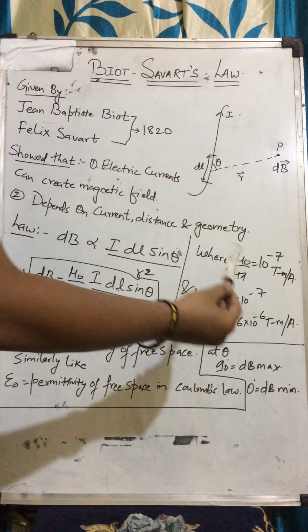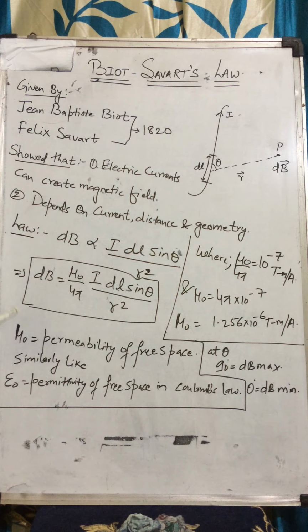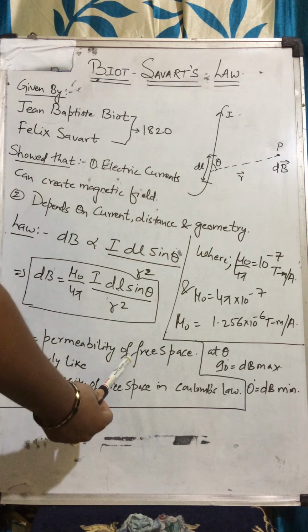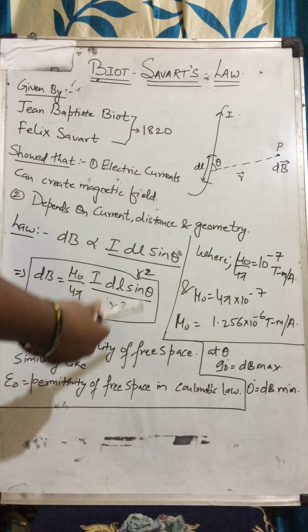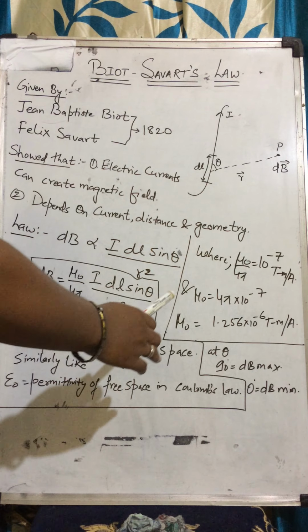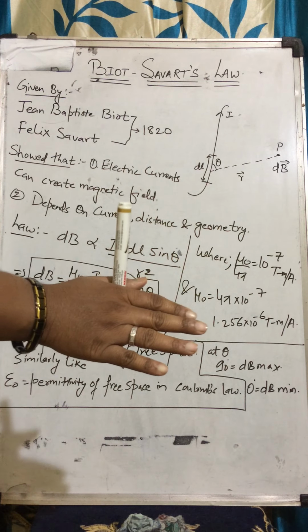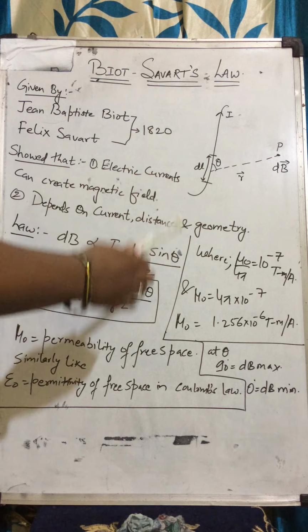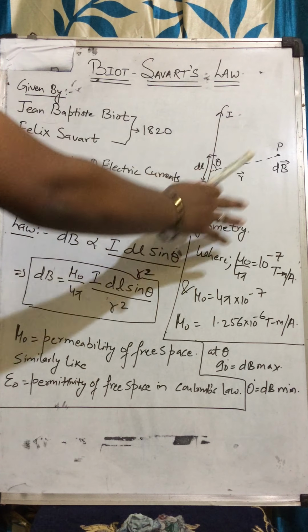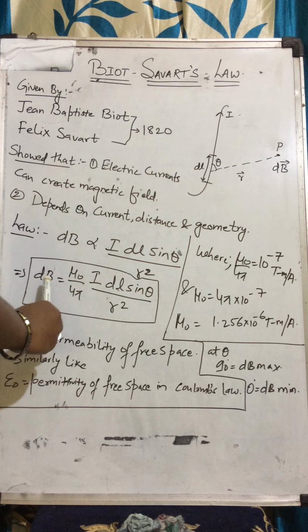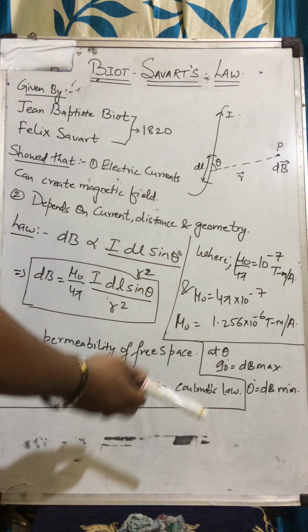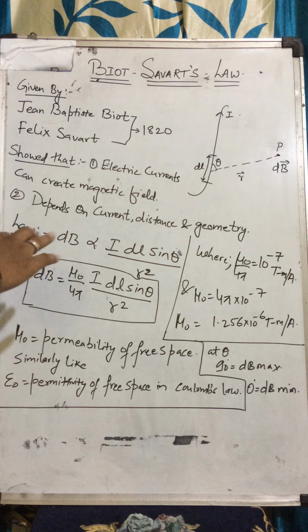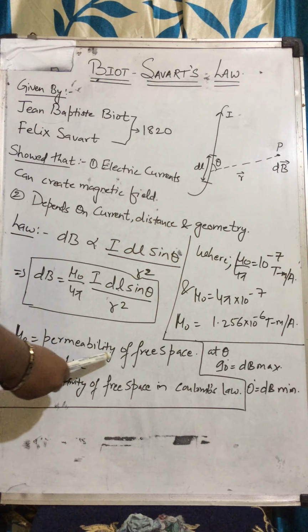Now what do you mean by this? Mu naught is the permeability of free space. What do you mean by permeability? Permeability is the capability or ability of the medium to allow the magnetic field to spread easily in the region. If the permeability of any medium is more, it will allow more magnetic field to spread in the region, and if the permeability is less, it will allow less magnetic field to spread in that region.